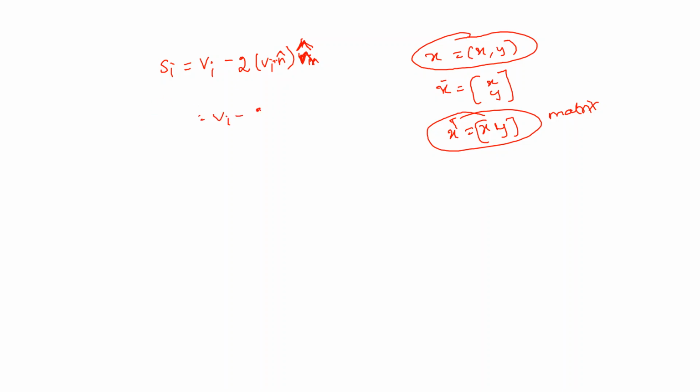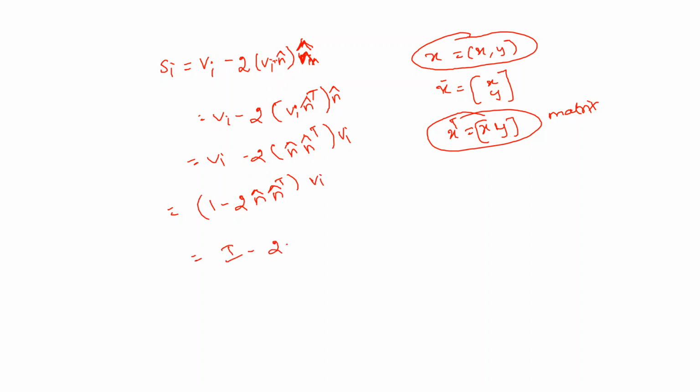So Vi minus 2 into Vi, matrix of N cap. This is not a dot product, it is N transpose N cap. By using a mathematical property, we can interchange this N cap transpose into Vi. On taking Vi common, we get 2 into N cap transpose into Vi. So we are going to replace the 1 with the identity matrix. So 2 into N cap N cap transpose minus I, into Vi. This is nothing but Si. Also, we can change the sign: Si equals 2 N cap N cap transpose minus I, into V.